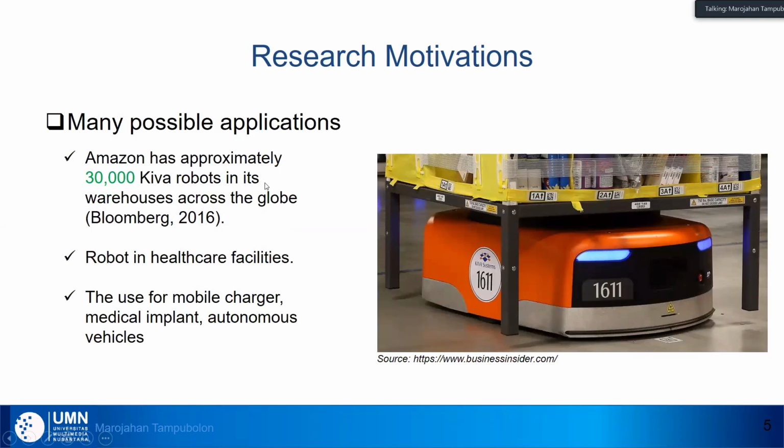Other than EVs, of course, there are a lot of applications. Some I put here. The first one is the application of logistic robots. Amazon has approximately 30,000 Kiva robots in their warehouses around the world, according to the data in 2016 from Bloomberg. And they use them to help workers move goods in their warehouses.